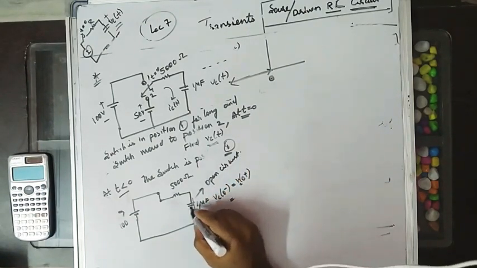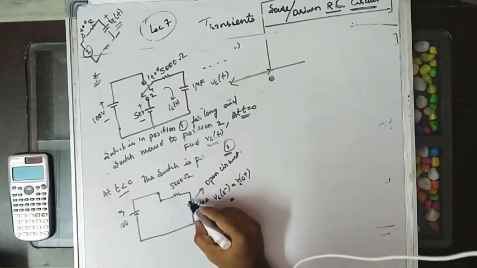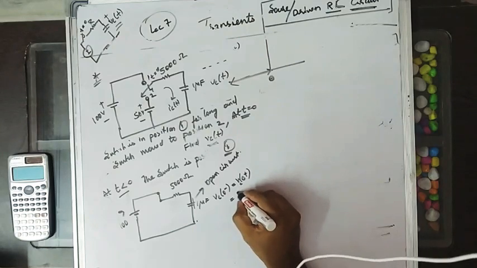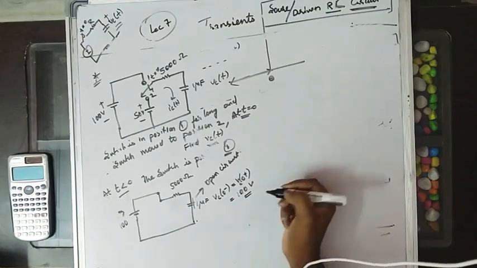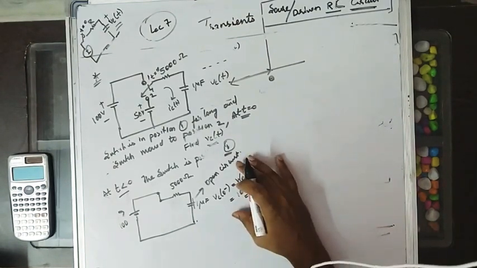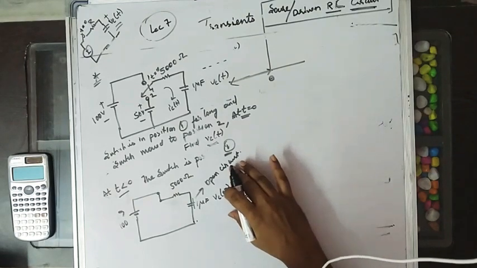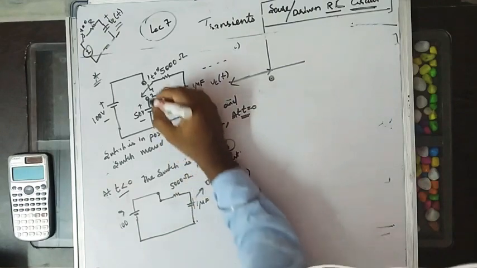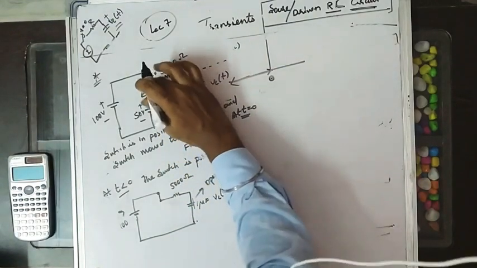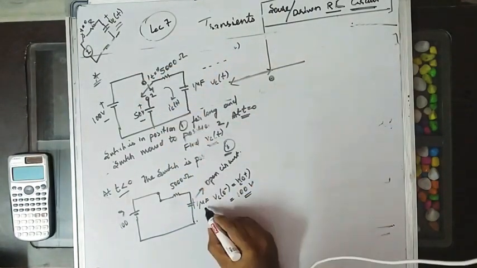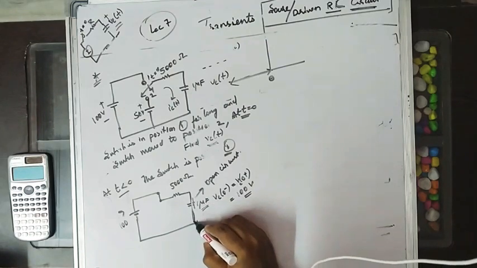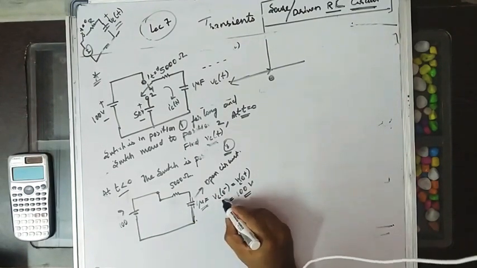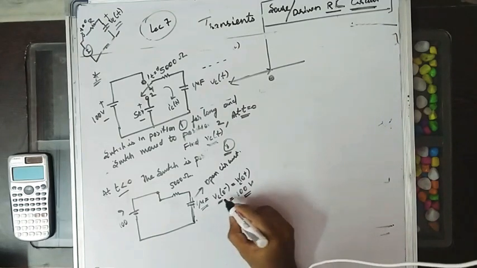Open circuited means whatever the voltage is there, no current will flow. So Vc of 0 equals 100 volts only. This is the steady state value of Vc of t before the switch is operated to 2, while the switch was operated at 1. That is the voltage across the capacitor at t equal to 0.